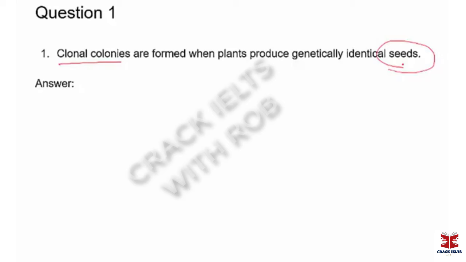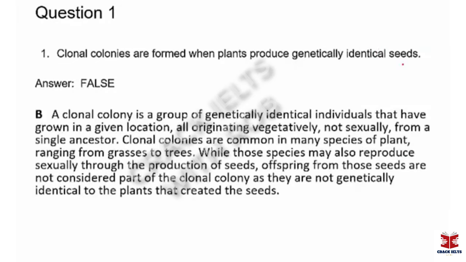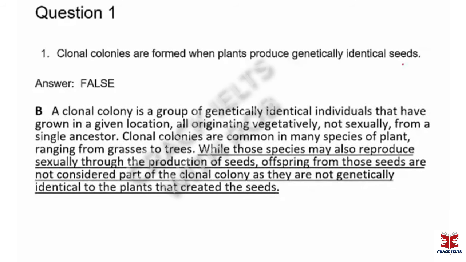Once you're there, you probably landed on the information that shows that this statement is false, found in paragraph B. There are some problems with this statement related to what we see in this part of paragraph B, particularly the underlined parts you see down below. It says, while those species, now we're talking about the group of plants that can produce these clonal colonies that we're talking about.